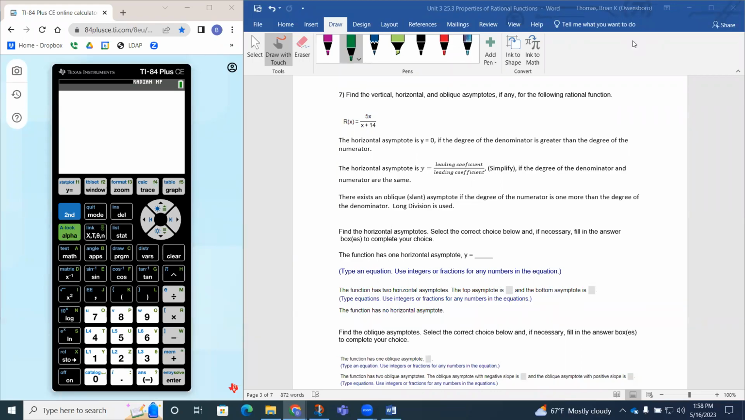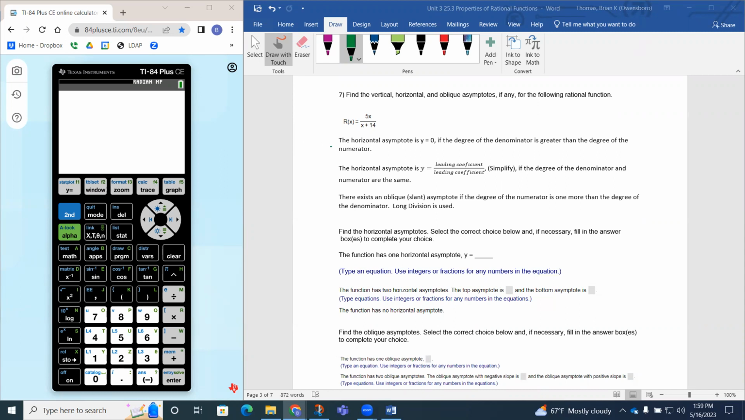So question 7 involving rational functions is we want to find the vertical, horizontal, and oblique asymptotes, if any, for the following rational functions. So notice how they're now giving us a rational function. Before they gave us the graphs. Some things to pick up on though, we've already talked about how to find a vertical asymptote. It's kind of a domain restriction.